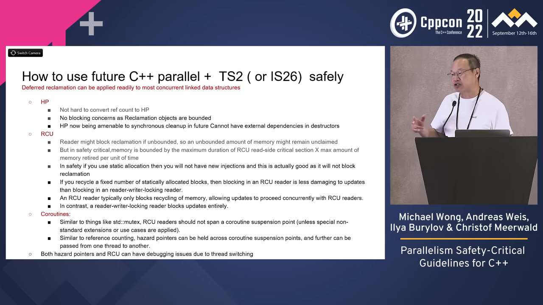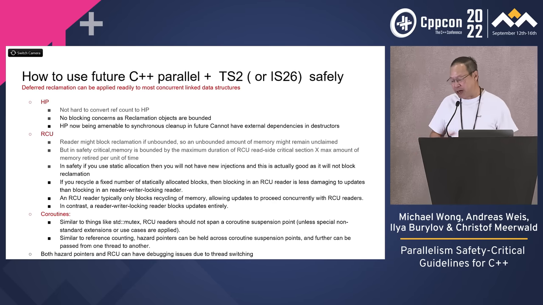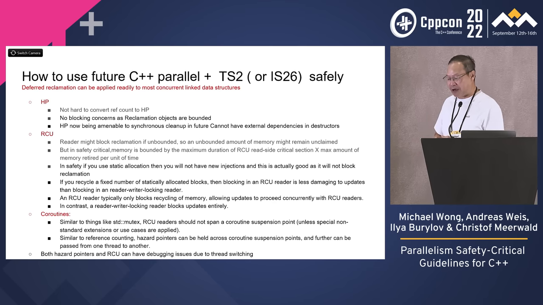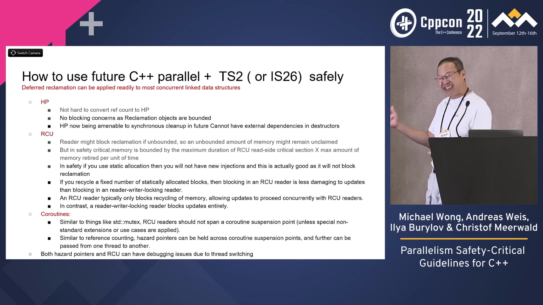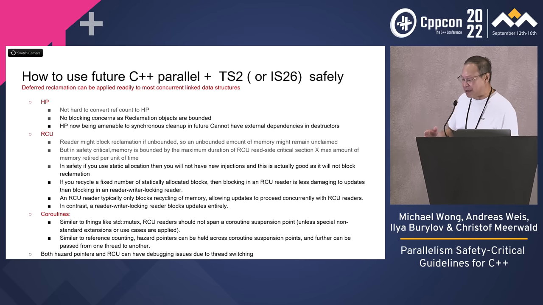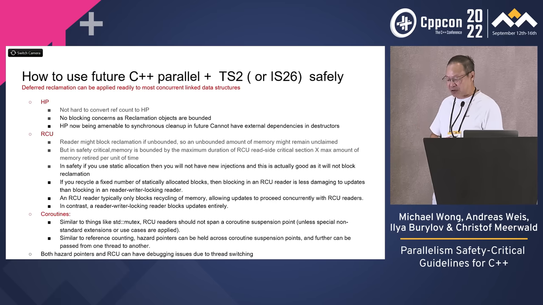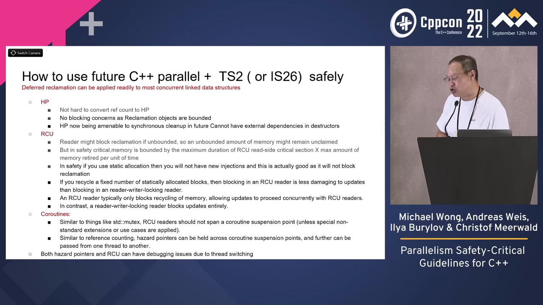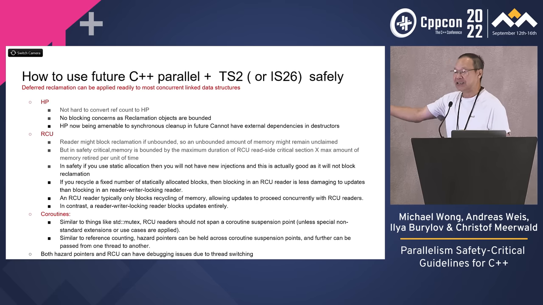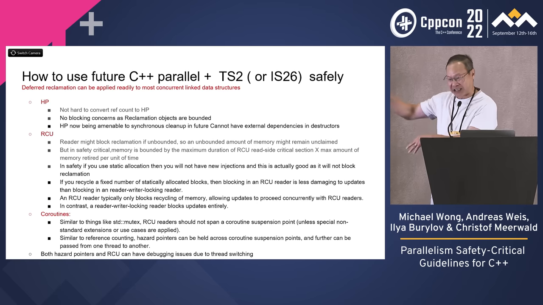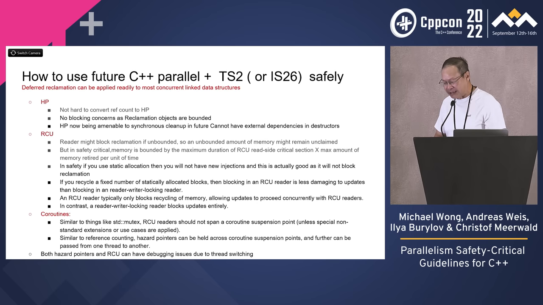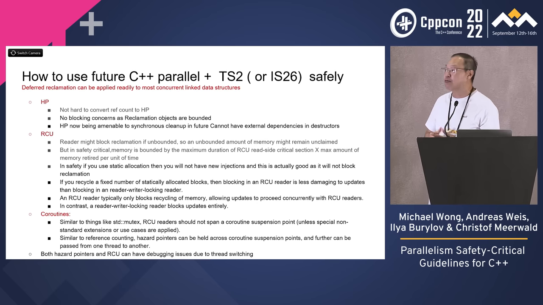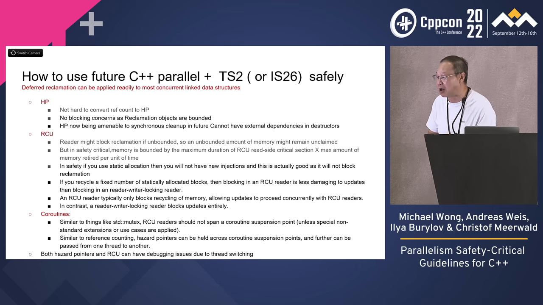So you should not have any dependencies on destructors. With RCU, the reader might block reclamation if unbounded. So an unbounded amount of memory might remain unreclaimed. But in safety critical, memory is bounded anyway by this formula. In safety, if you use static allocation, then you will not have new injections, a new cat being injected, in that example I created with Schrodinger's cat. And this is actually good because it's not going to block any reclamation. Any cleanup will not be blocked.